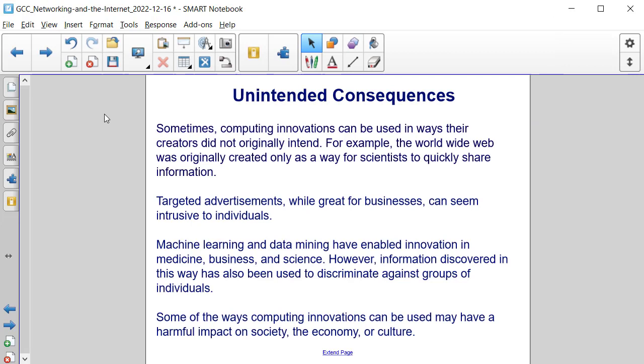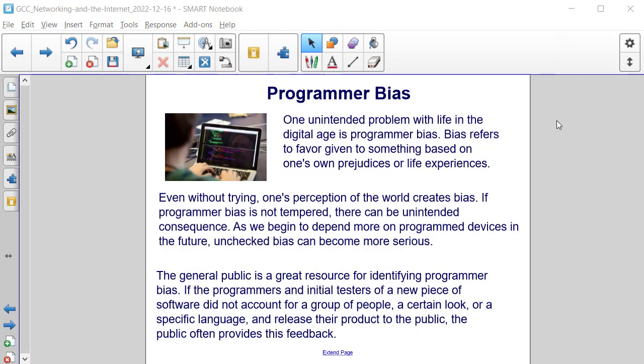Sometimes computing innovations can be used in ways their creators did not originally intend. For example, the World Wide Web was originally created only as a way for scientists to quickly share information. Targeted advertisements, while great for businesses, can seem intrusive to individuals. Machine learning and data mining have enabled innovation in medicine, business, and science. However, information discovered in this way has also been used to discriminate against groups of individuals. Some of the ways computing innovations can be used may have a harmful impact on society, the economy, or culture.